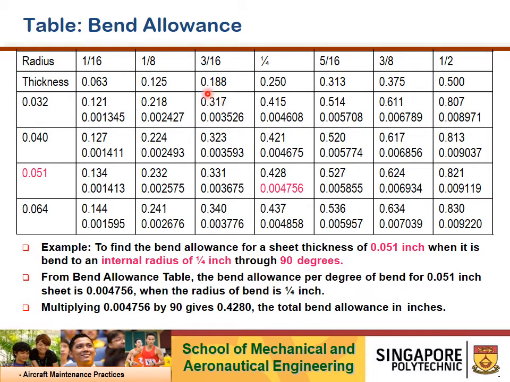Right. Bend allowance table. Over a period of time, through continuous calculation and usage, people realize that some of the digits are repeating. What do you mean by that?